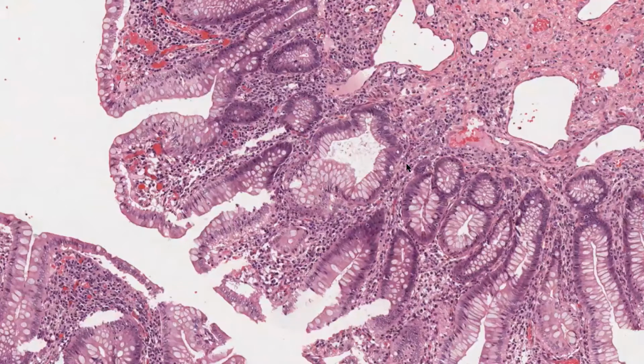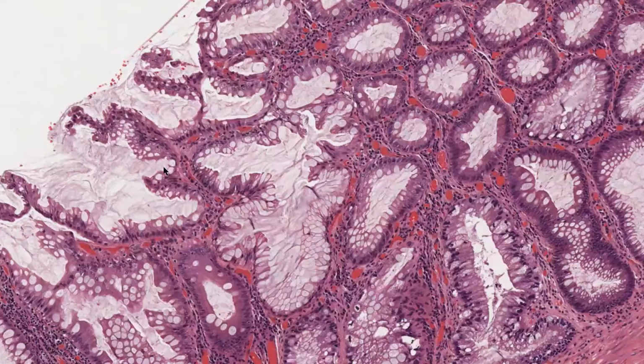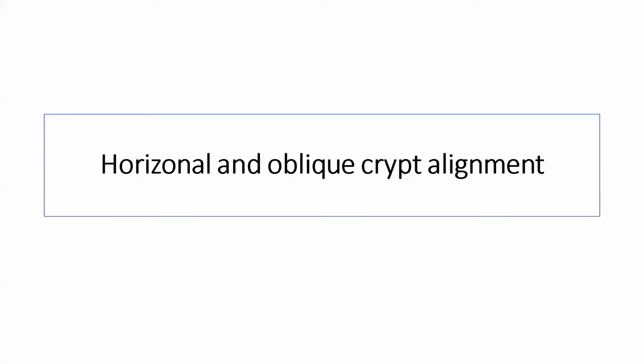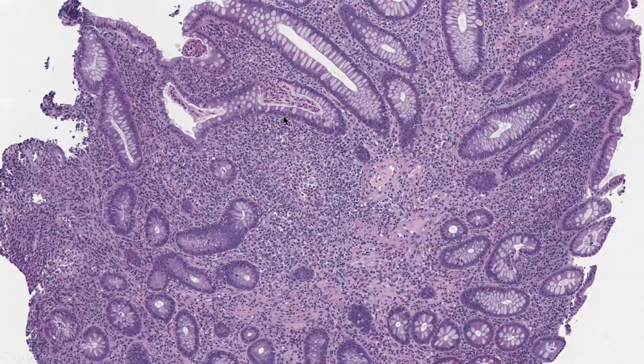So sometimes the dilatation might happen mainly toward the base of the crypt rather than the entire crypt being dilated. And then we gave more examples last time of this crypt dilatation. Here in this example, the whole crypt is really dilated. So that is absolutely fine. وبعد كده اتكلمت عن الهوريزونتال والاوبليك crypt alignment. And this crypt is very obliquely aligned. So this on its own is a crypt distortion.